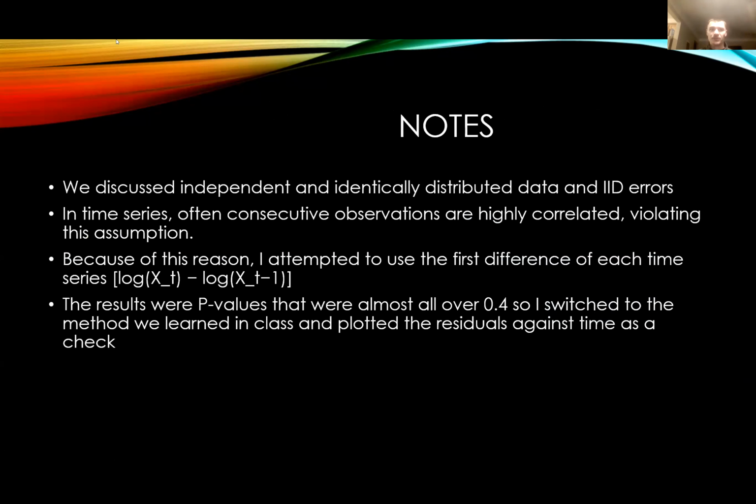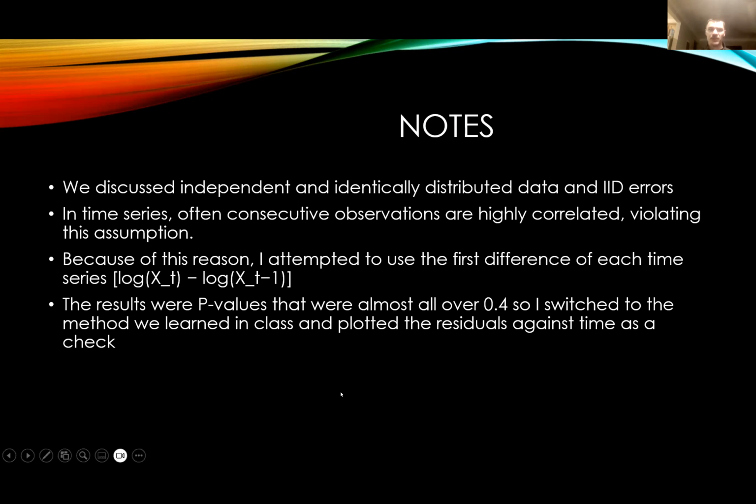Some notes about what was found: we discussed independent and identically distributed data and IID errors in our class. In a time series, often the consecutive observations are highly correlated. Because of this, I attempted to use the first difference of the time series, which is the log of x of t minus the log of x of t minus 1. But the results I was obtaining were p-values that were almost all over 0.4.